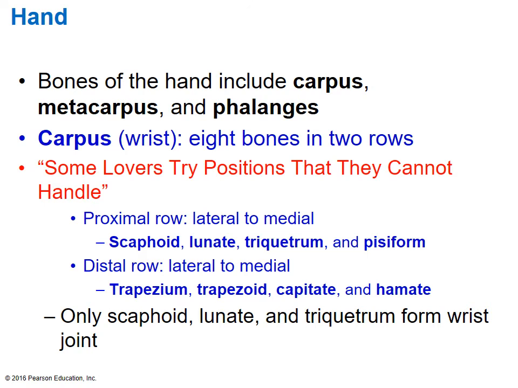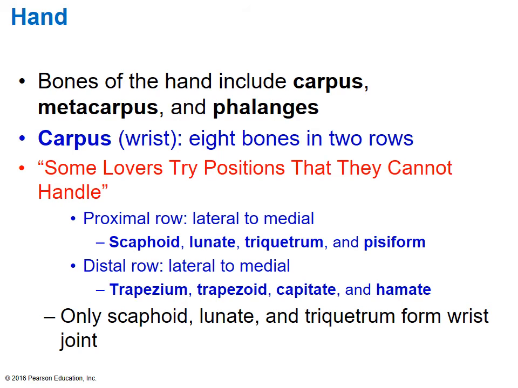And as you can see right here on your list, the bones in order from lateral to medial for the proximal row will be the scaphoid, the lunate, the triquetrum, and the pisiform. The distal row will have the trapezium, the trapezoid, the capitate, and the hamate. Now, there is the saying, it says, some lovers try positions that they cannot handle. And the first letter of each word represents the particular bone in order from lateral to medial, proximal row on top, distal row at the bottom.